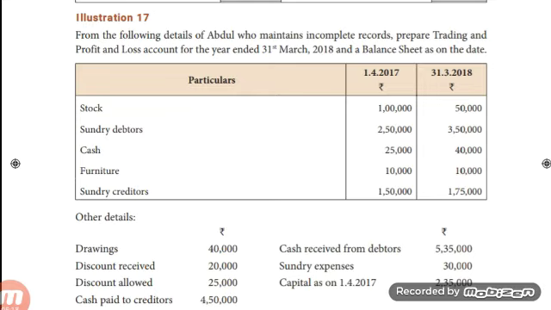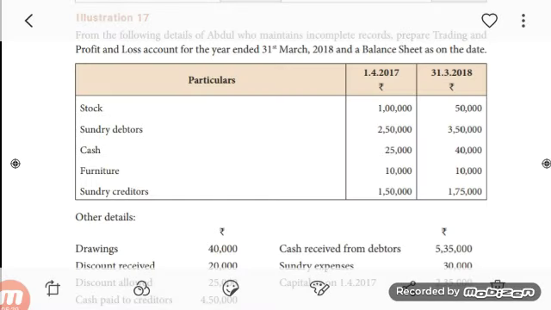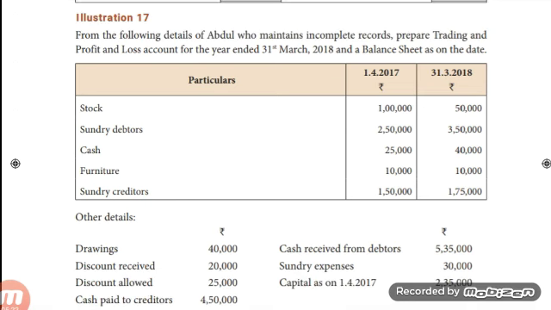See the question. Here, some opening balances of assets and closing balances of assets are given and some other information is also given. By reading, we know that our first step is the ascertainment of opening capital by preparing the opening statement of affairs. See the other details, children: drawings, discount received, discount allowed, cash paid to creditors, cash received from debtors, sundry expenses, capital as on 1st April 2017.